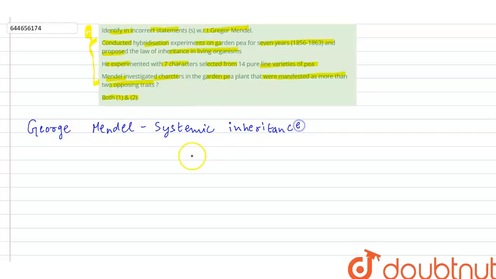So what does this Gregor Mendel do? Mendel took experiments based on systematic inheritance. He took a large sample size, that means the samples were in large amount. A large sample size of pea plant, that is of garden pea, that is Pisum sativum.